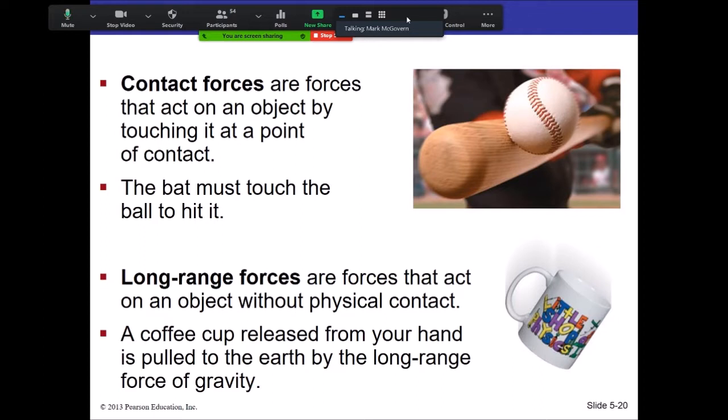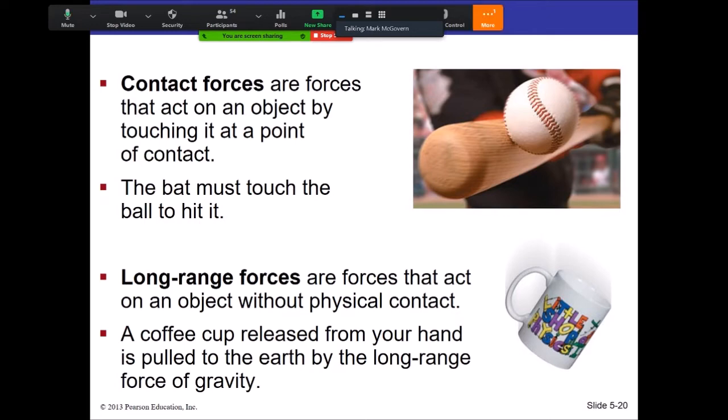Gravity is long range, and electromagnetism is long range. You pretty much will not hear anything about electromagnetism in this class. 120 is all about that. So basically, gravity is really the only long range force that we're going to work with here. This is a very important point.